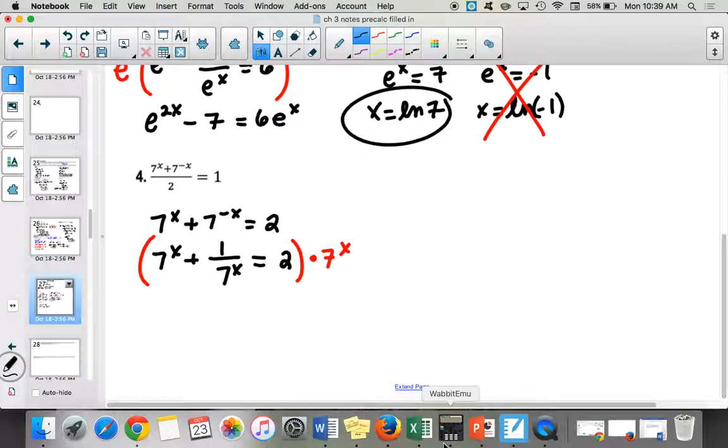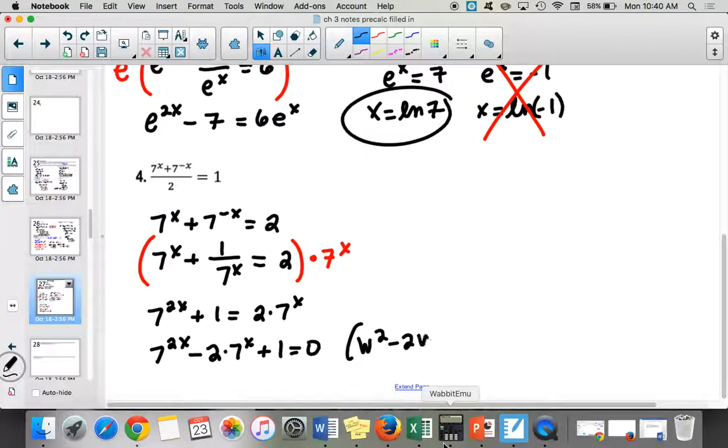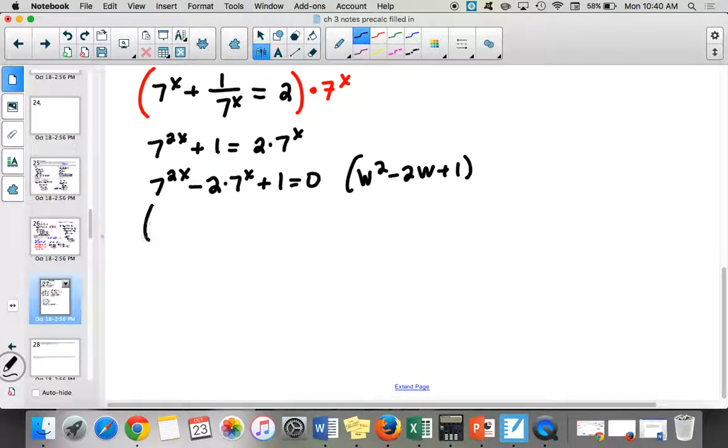All right, so anyway, it becomes 7 to the 2x plus 1 equals 2 times 7 to the x. Can I write 14 to the x? No, right? So I subtract over. And this is one where using a w sometimes really helps, because what we have is w squared minus 2w plus 1. It's just kind of hard to see that because of all those 7s. So it factors into 7 to the x minus 1 times 7 to the x minus 1 equals 0. So we get 7 to the x minus 1 equals 0, which is 7 to the x equals 1.